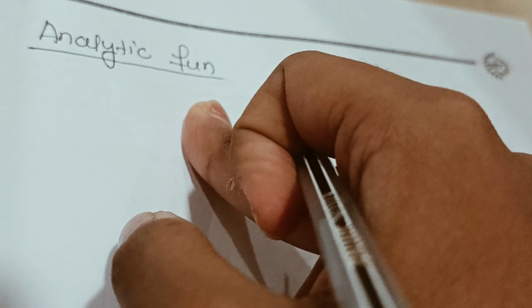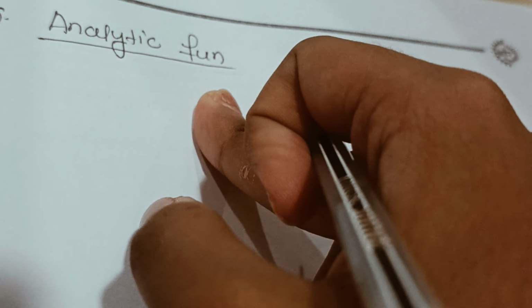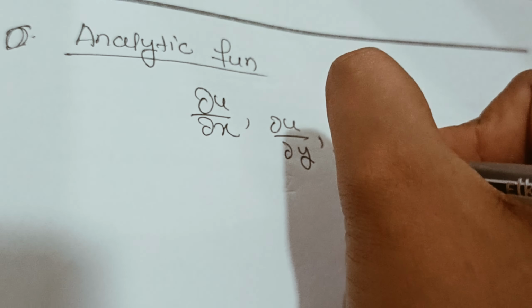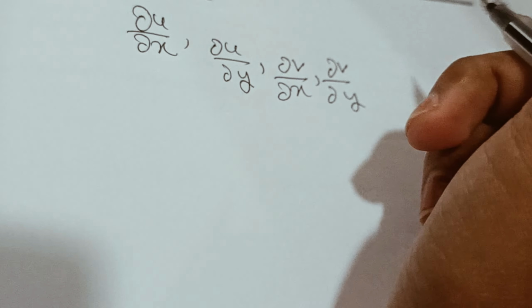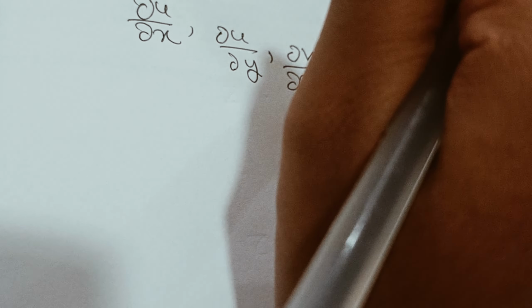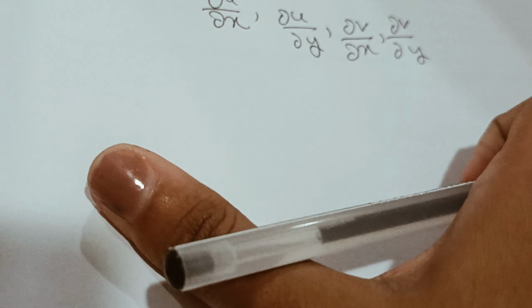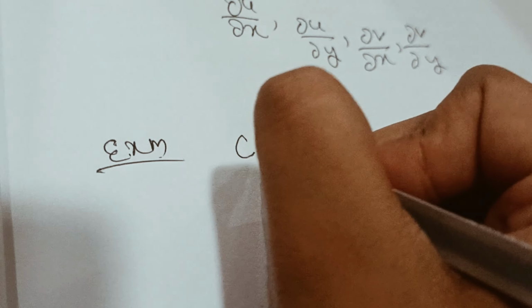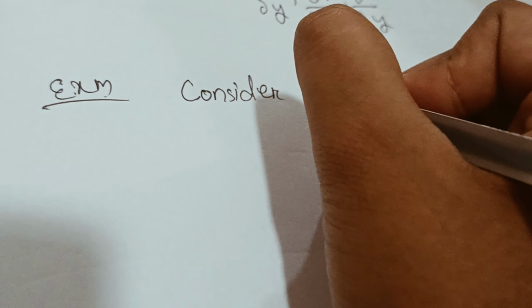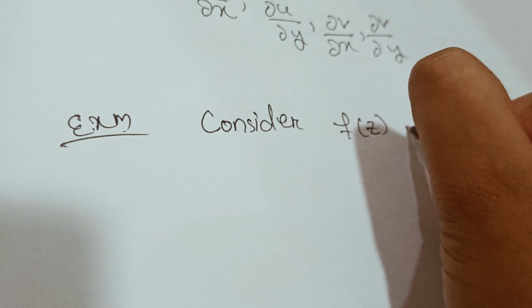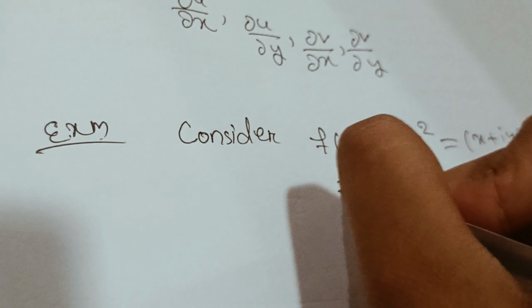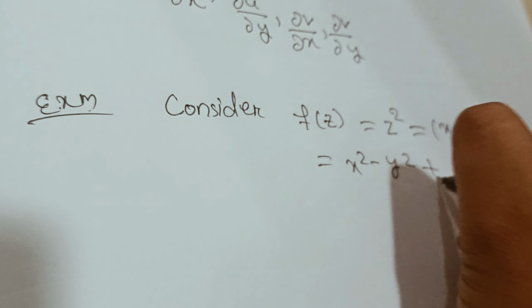For a function to be analytic at a point z0, the partial derivatives del u by del x, del u by del y, del v by del x, and del v by del y must exist and be continuous. The CR equations must be satisfied at z0. So let's see an example. Consider the function f of z equals z squared equals (x plus iy) whole squared, which is x squared minus y squared plus 2ixy.